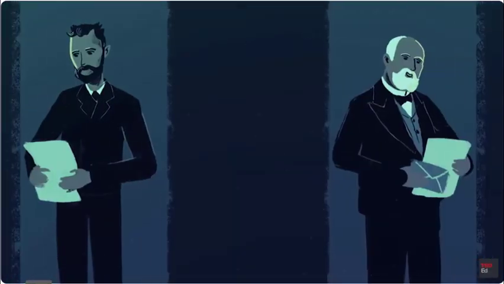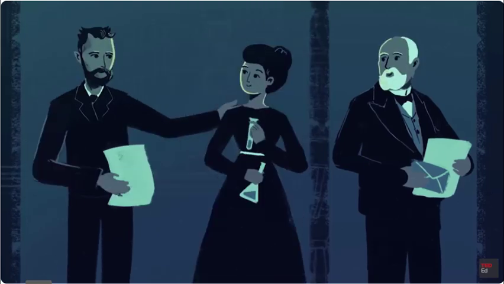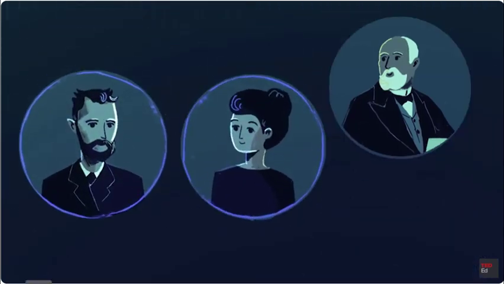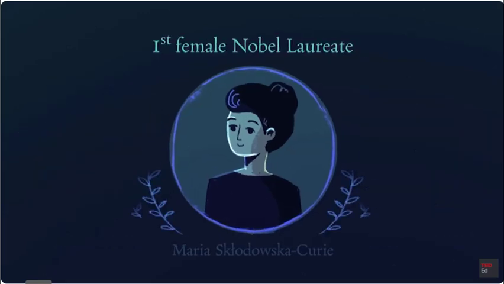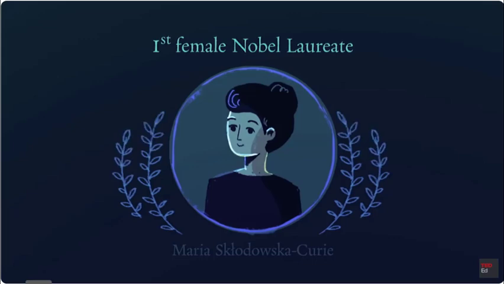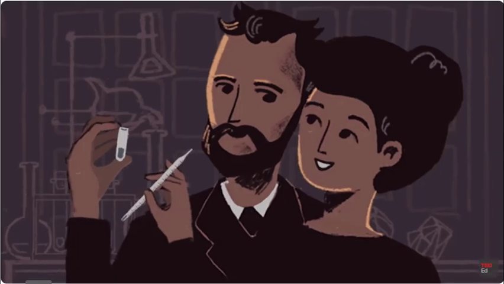Later that year, Pierre Curie and Henri Becquerel were nominated for the Nobel Prize in Physics, but Marie was overlooked. Pierre took a stand in support of his wife's well-earned recognition. And so both of the Curies and Becquerel shared the 1903 Nobel Prize, making Marie Curie the first female Nobel laureate. Well-funded and well-respected, the Curies were on a roll.